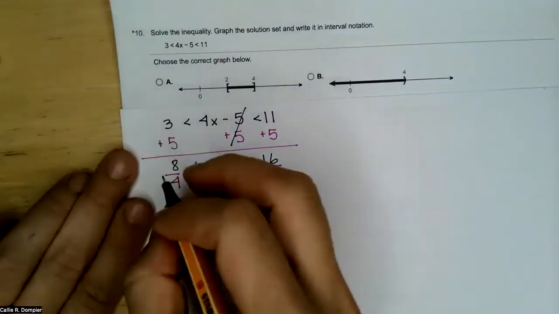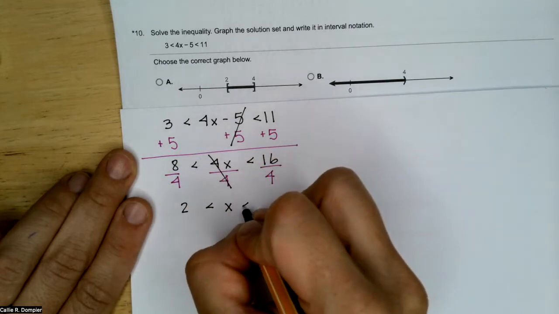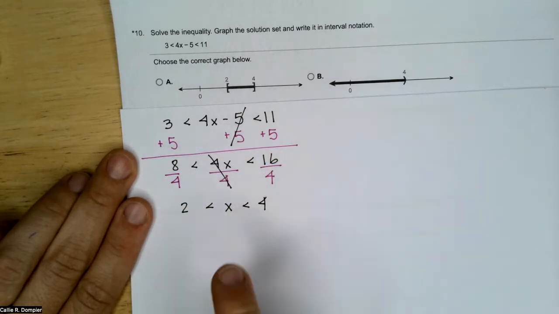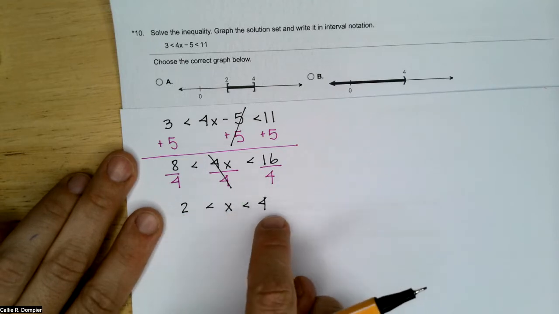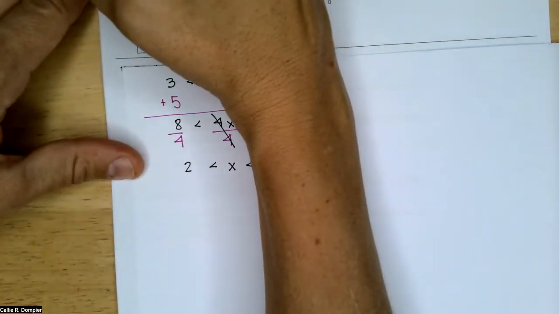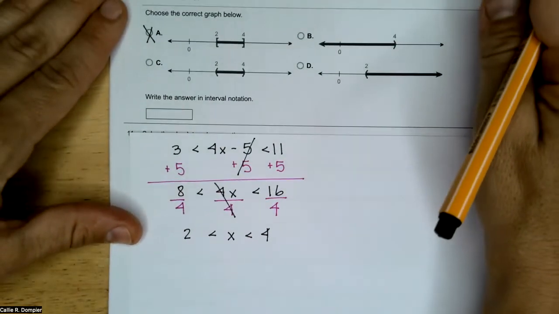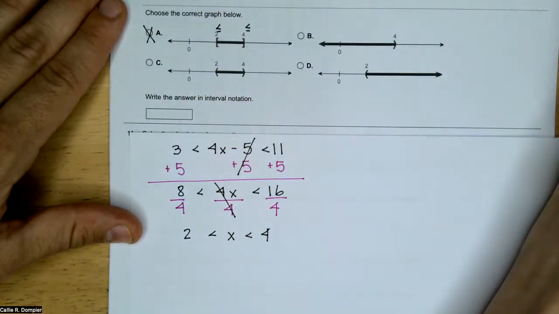8 divided by 4 becomes 2. 4x divided by 4 just becomes x. 16 divided by 4 becomes 4. So that means 2 is less than x is less than 4. There's no equal to, okay? So we're not going to use a bracket. Brackets are for when you have the equal to symbol below the less than or the greater than.